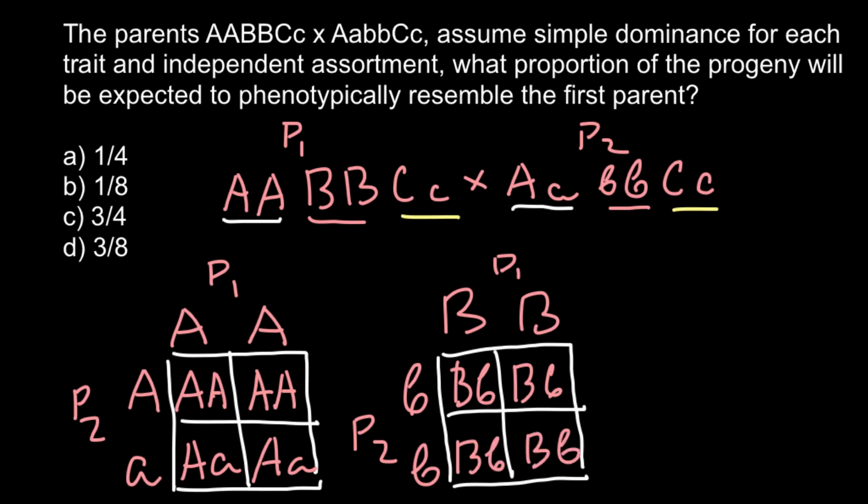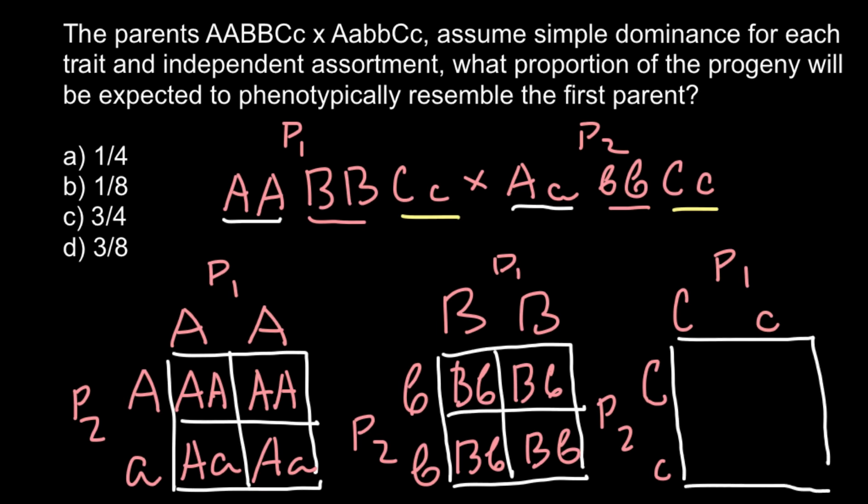And the last allelic pair is gene C. So parent 1 on the top, parent 2 here on the side. Parent 1 is heterozygous, so capital C and small c, and parent 2 is also heterozygous, capital C and small c. So once again, build a Punnett square, and let's see the probability of different genotypes. So capital C, capital C here, capital C, small c here, capital C, small c here, and small c, small c here. So now we have everything in order to do our calculations.